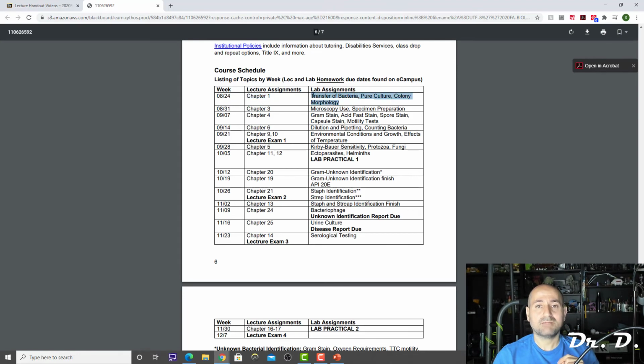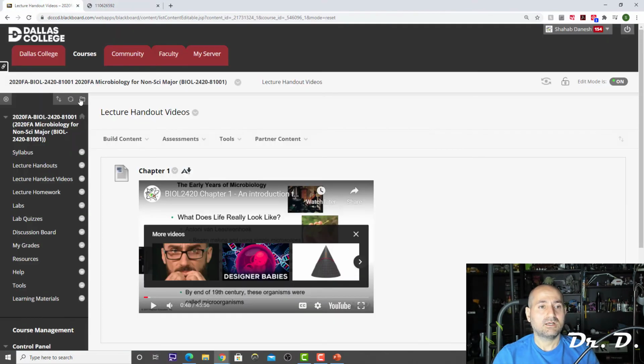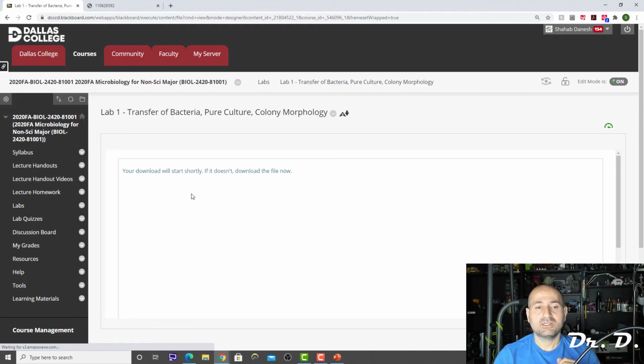What am I doing in lab this week? For lab, I'm doing lab 1. This is called lab 1, transfer pure culture colony morphology. How do I find that? I go here to the eCampus shell. I click on labs, and here's lab 1. This is the lab for the whole week, right? So click on this. Here's your lab 1 for this week. Let's take a look. I'm going to read through this lab.